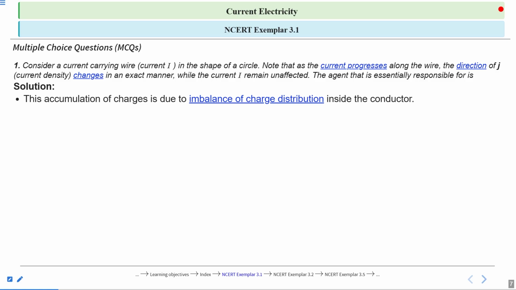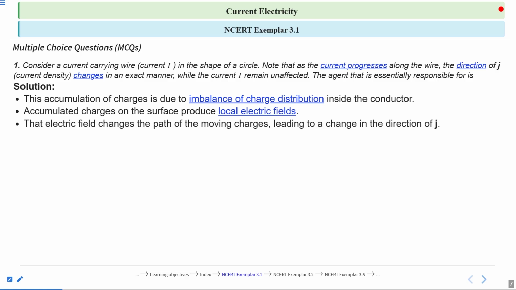Okay, but the amount of current remains constant. But current density is a vector quantity. So if the direction of current is changing, this current density will also change. Accumulated charges on the surface produce local electric fields. That electric field changes the path of the moving charges, leading to the change in direction of current density J.